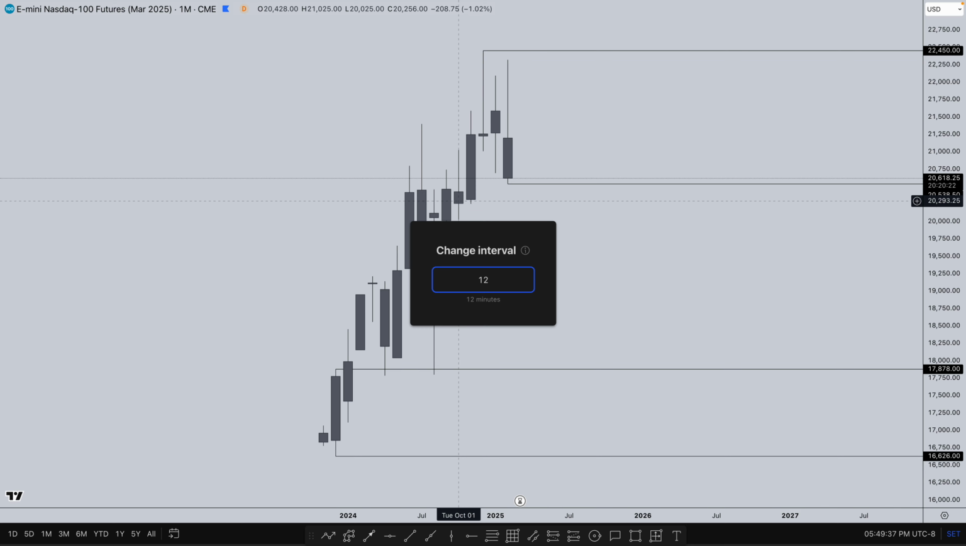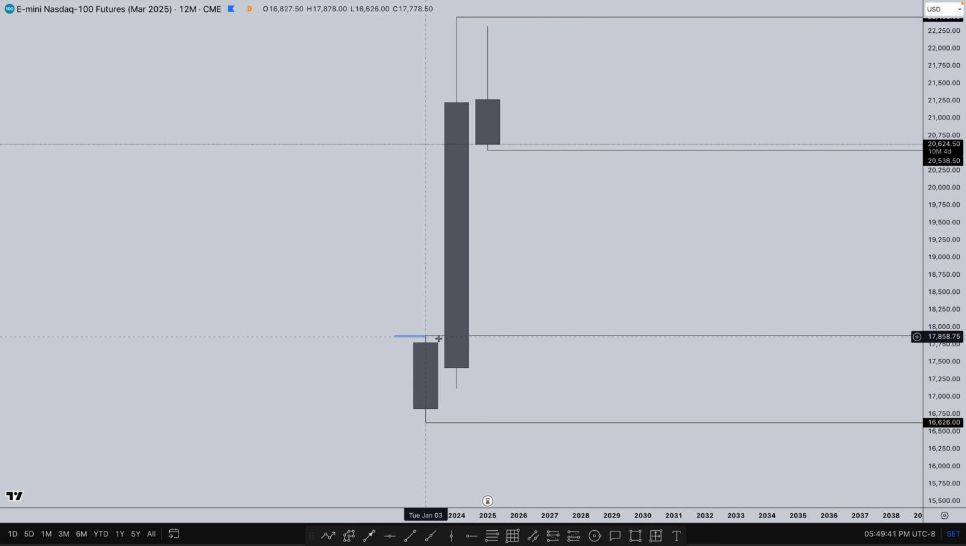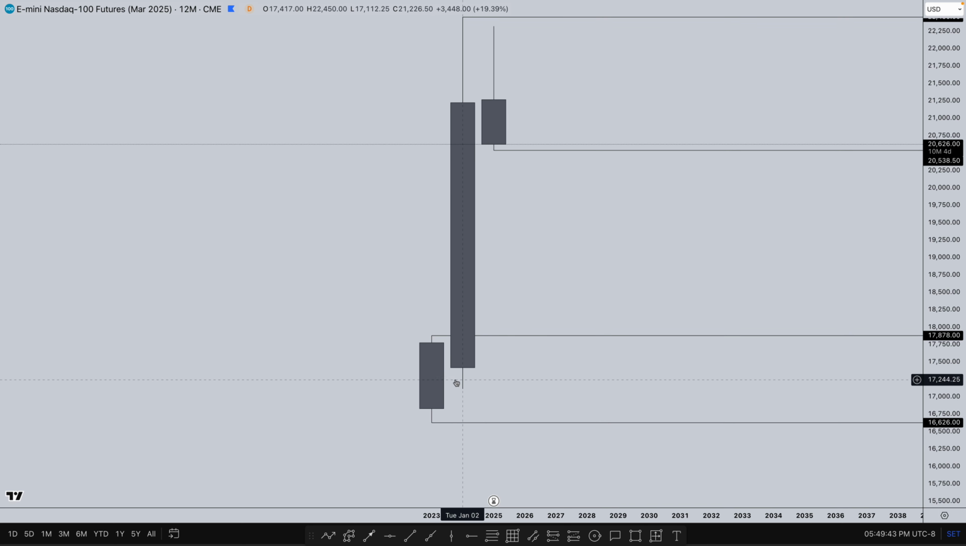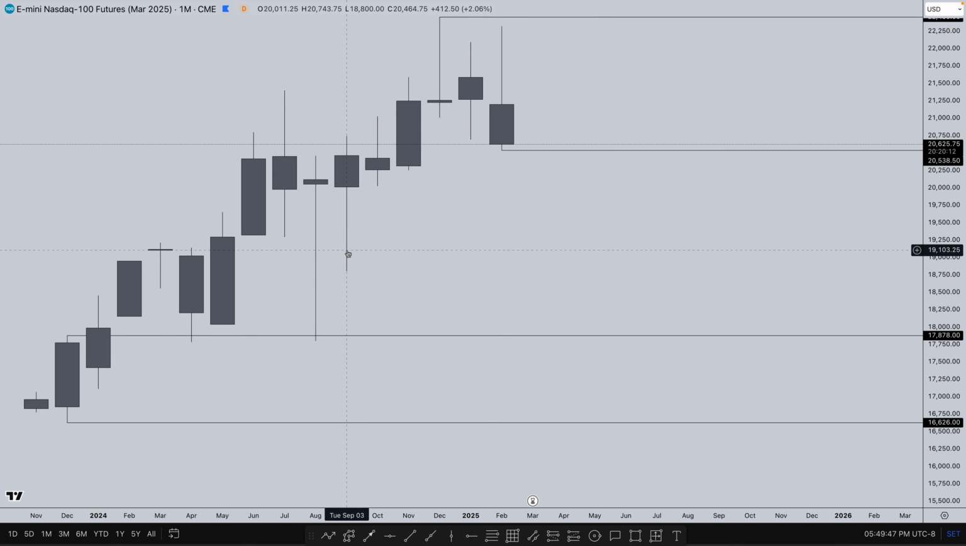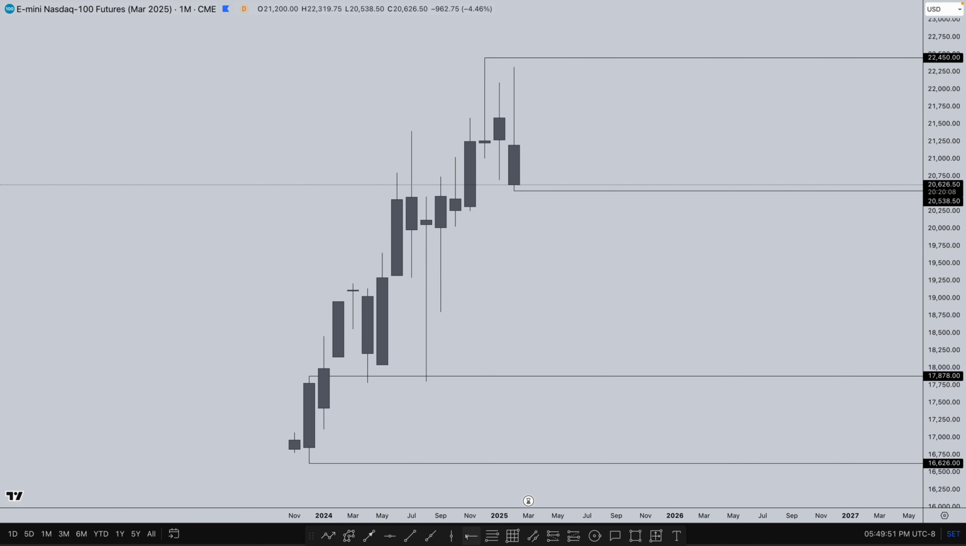Again, going back to the 12-month, this is clean. You have the accumulation here. And then boom, price breaks structure. So we're just pushing to the upside. Super solid. And then from there, I'm on the monthly chart. I'm going to mark up some monthly structure as well.